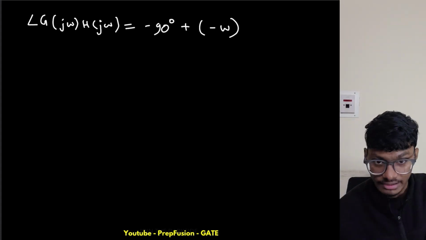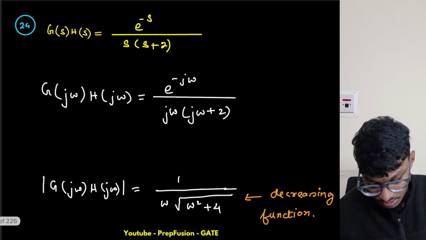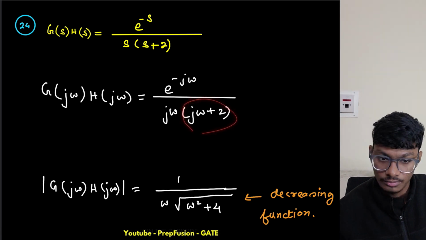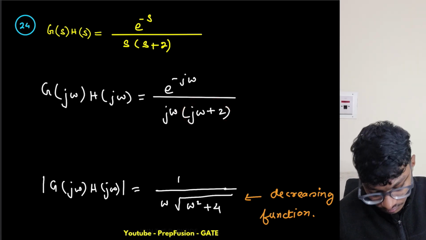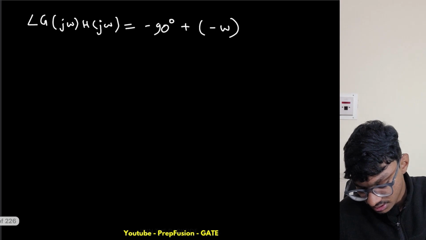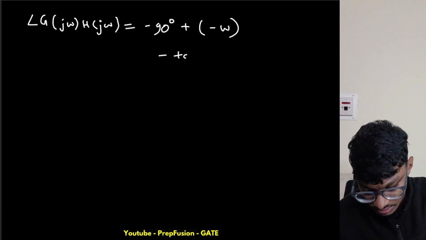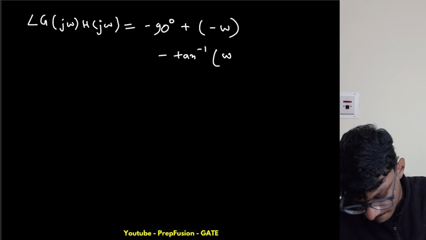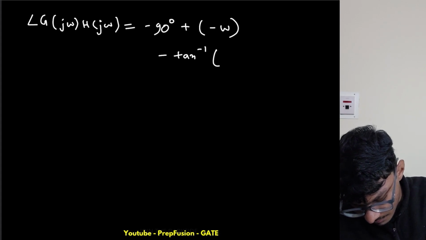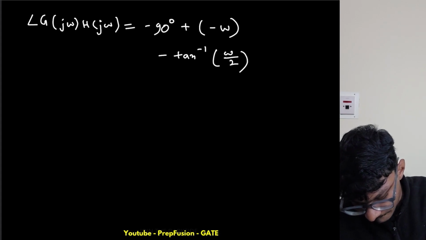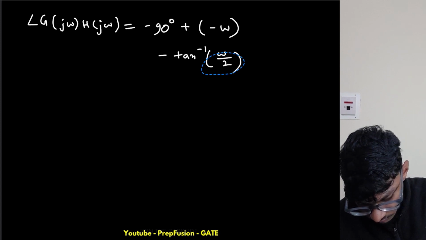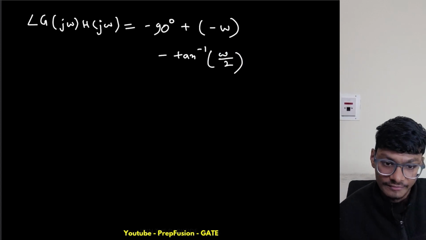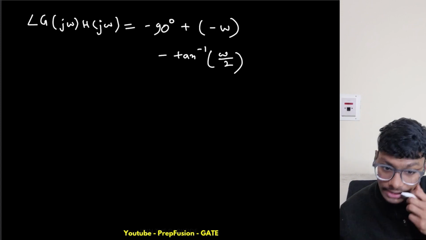We'll not explain this, I have explained this in the previous slide. And due to this, what is this contributing? There is a pole, so this is contributing minus, as a pole will be minus, tan inverse omega by 2. Okay, tan inverse omega by 2. So yeah, this is this one.